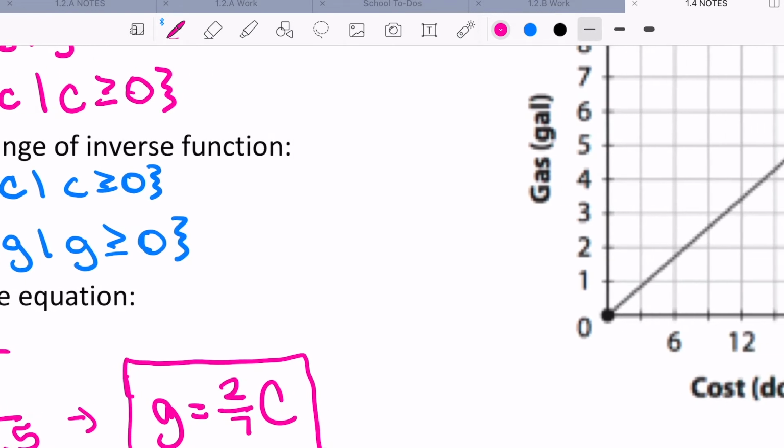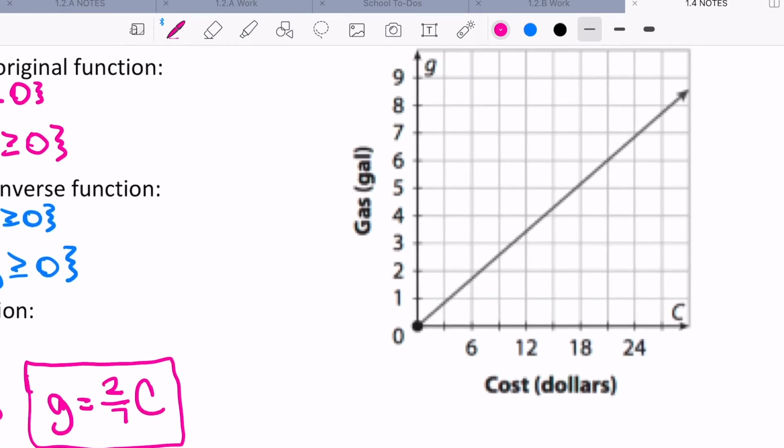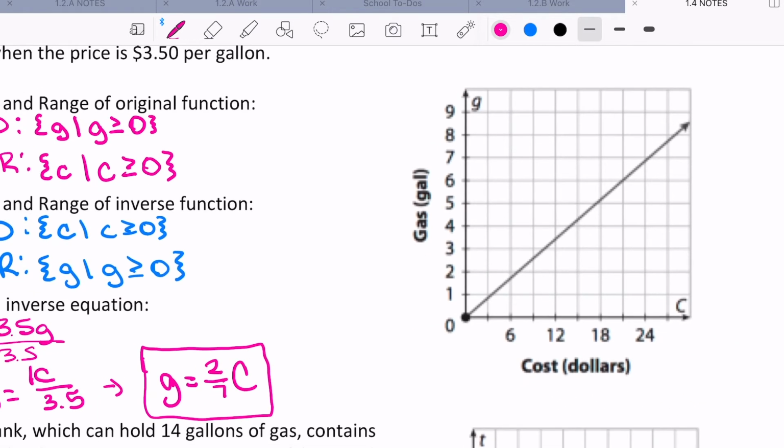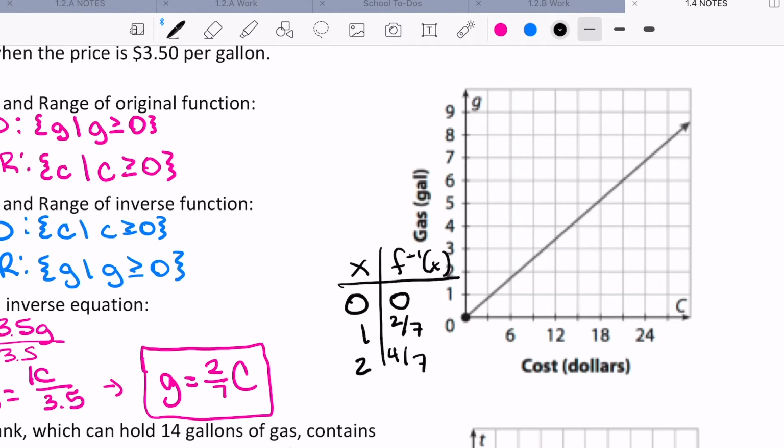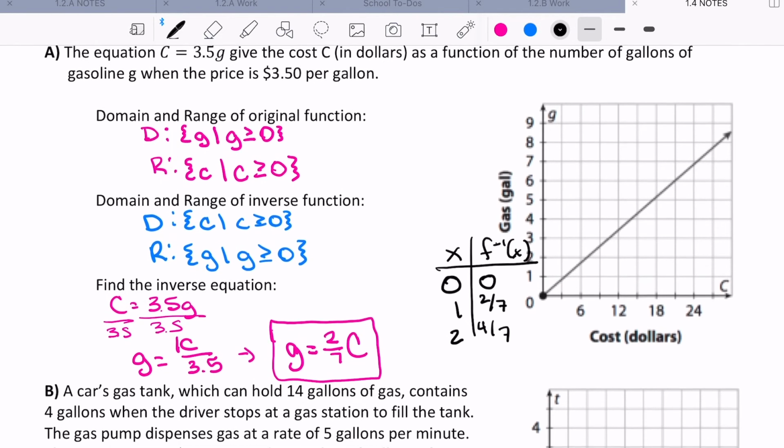Now to graph it, you can see it's already graphed, right? But what we would do is create a table of values and substitute for the inverse function. We're graphing the inverse, not the original. So if I substitute 0, I'm at 0. If I substitute 1, I am at 2/7 gallon. If I substitute 2, I'm at 4/7 of a gallon, and so on and so forth. That is how you would graph the inverse.